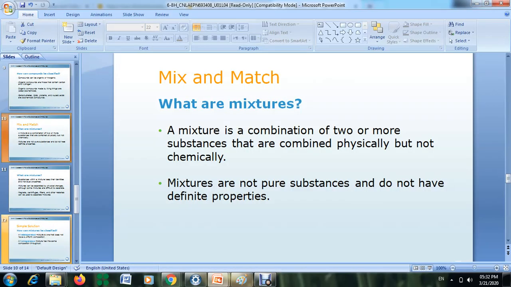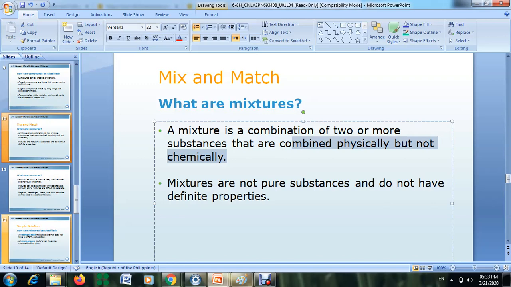A mixture is a combination of two or more substances that are combined physically but not chemically. They don't make, like we talked about before, ionic, covalent, or metallic bonds. They are physically combined together. This one is important: not chemically combined together.